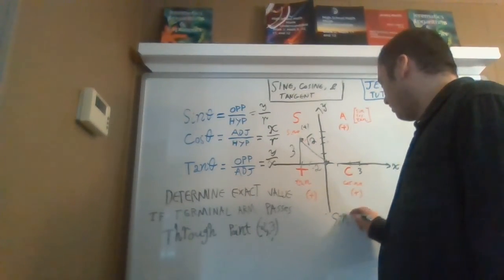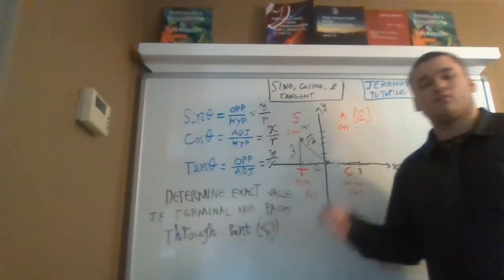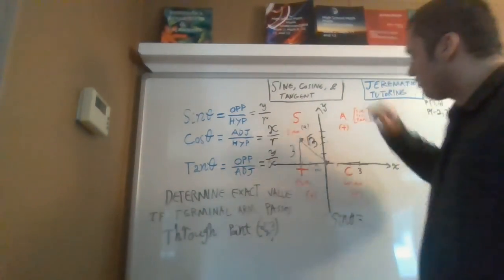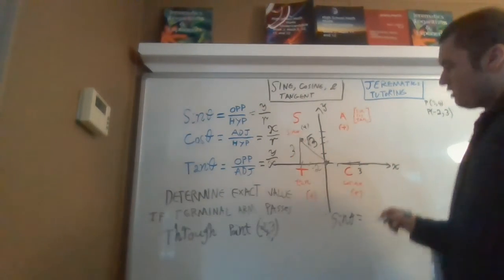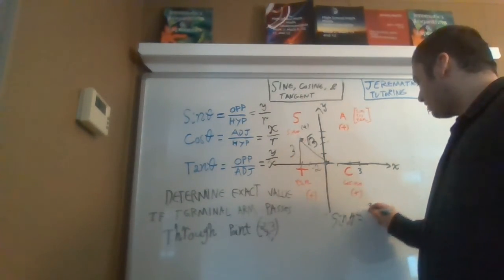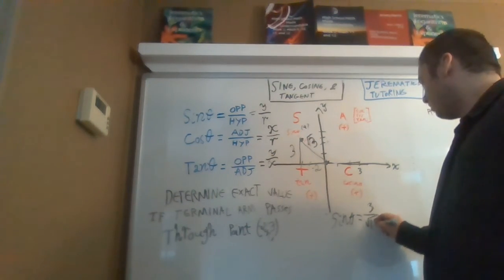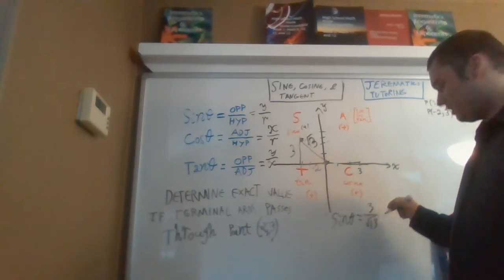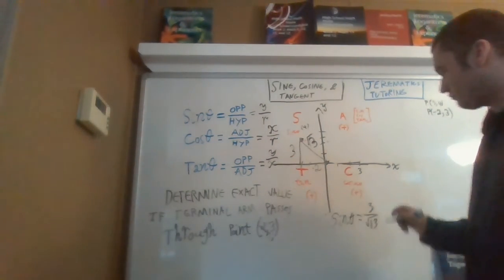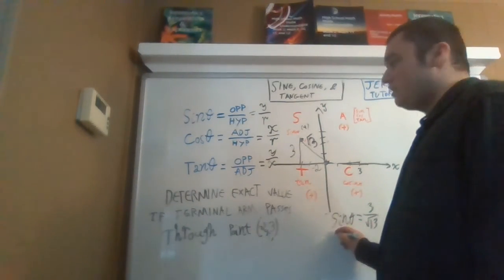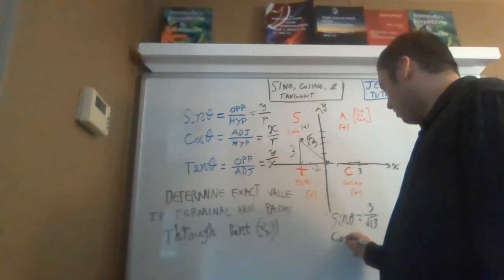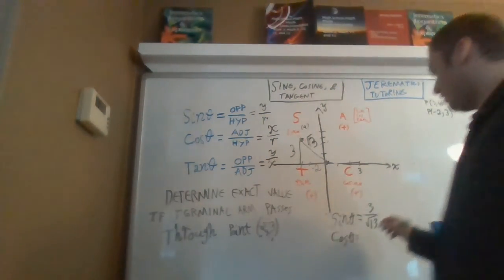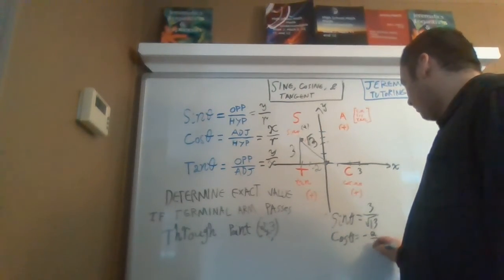Sine theta is equal to y over r, and what's our y? 3. What's our r? The square root of 13. So y over r, 3 over square root 13. Of course, we could rationalize this and multiply the denominator by square root 13, but I'm just going to leave it like this. Cosine theta is equal to x over r. X is equal to negative 2. R is square root 13. So negative 2 all over square root 13.